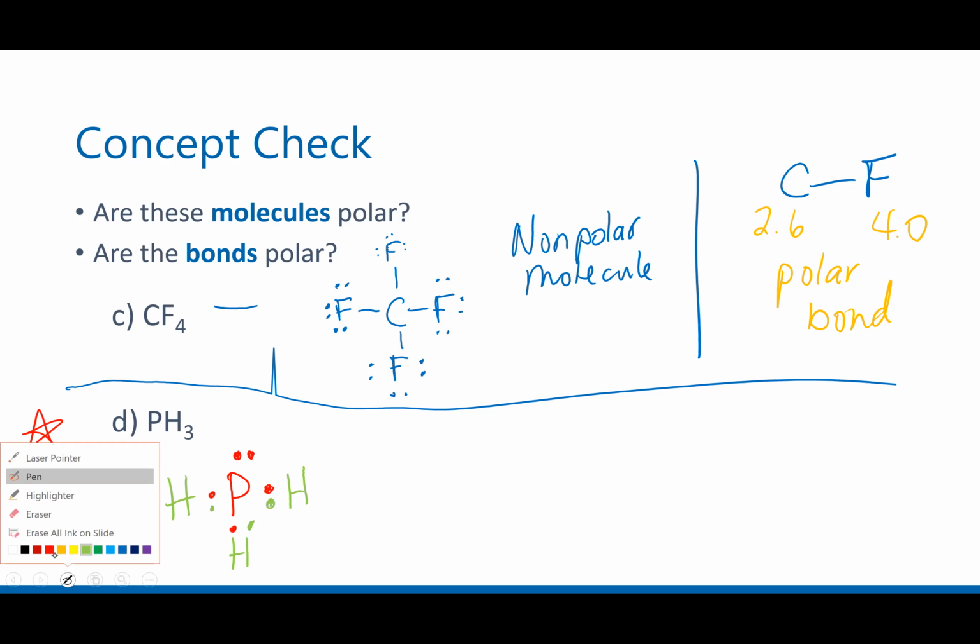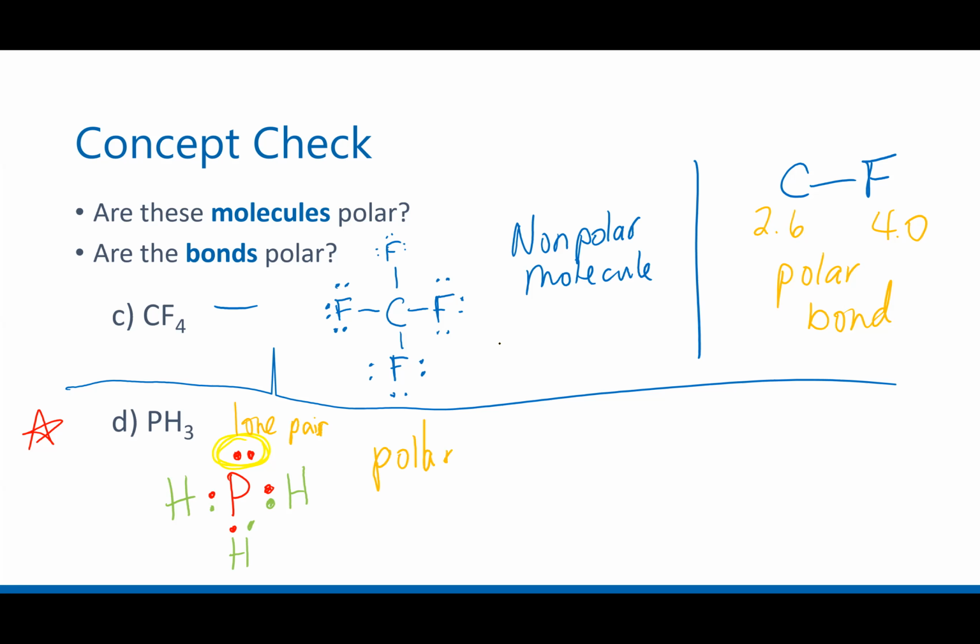Okay, so let's go through our list of questions again. Question number 1, are there 3 different elements? No. Question number 2, is there a lone pair on the central atom? Absolutely, there's a lone pair on the central atom. There it is. That's a horrible color, isn't it? Let me pick a different color. This is a lone pair on the central atom. So this is a polar molecule.